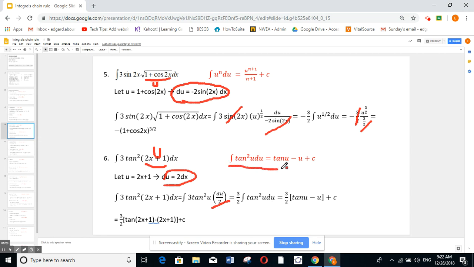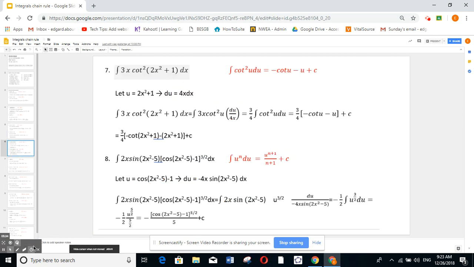And in the property, the integral of tangent square u is tangent u minus u. So the answer will be 3 over 2 times tangent u, which means tangent of 2x plus 1, minus u, which is 2x plus 1, plus c. You need to memorize, as we said, the formulas.